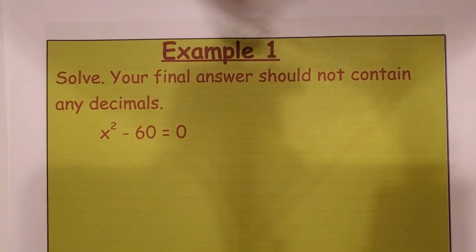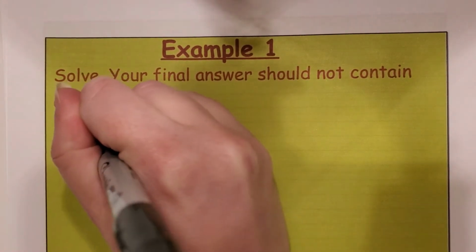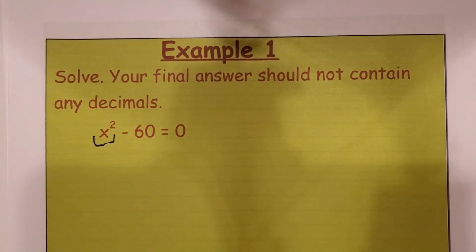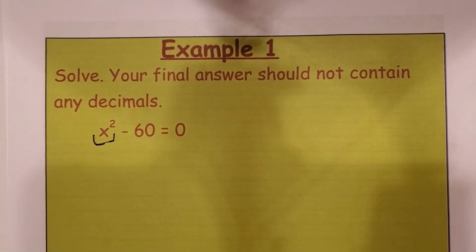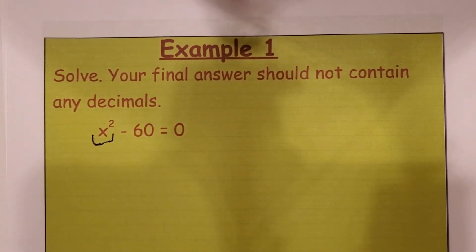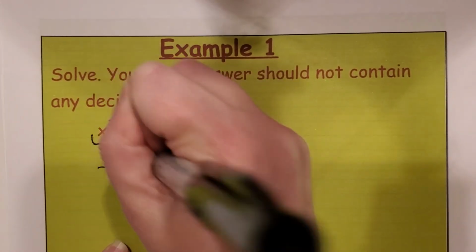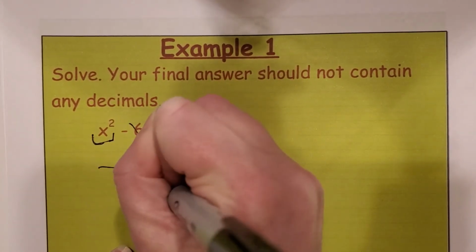All right. We're solving the equation. It does also give us the specification that your final answer should not contain any decimals. And that's going to be important in a minute, and I think you'll see why. The idea is the same kind of thing we were talking about on Monday, where we want that quadratic term, whatever you're squaring, isolated first. So we're going to have to get rid of this minus 60 on both sides by adding 60. So x squared is 60.